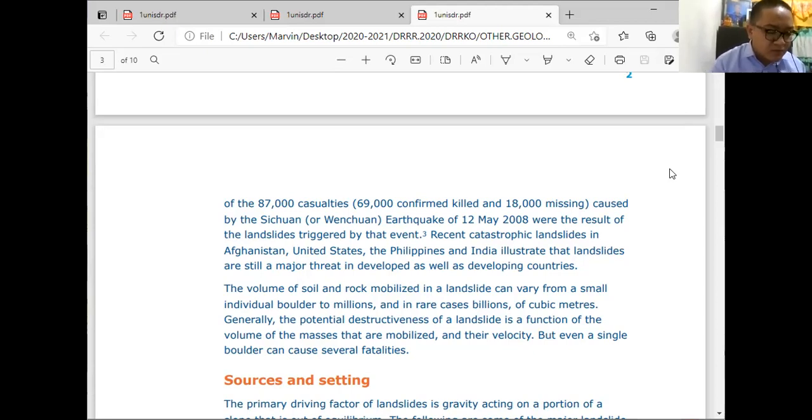Pangalawa, downslope flow or wet soil mud flow can bury a village or miners. And number 3 po, pangatlo, downslope or lateral spreading of soil or rock can damage infrastructure. So mapapansin po natin doon na iba-ibang pagkakataon yung pwedeng mangyari po pagdating po kay landslide. Okay po? Meron din daw pong tinatawag, pag daw po landslide, it can increase disaster risk.